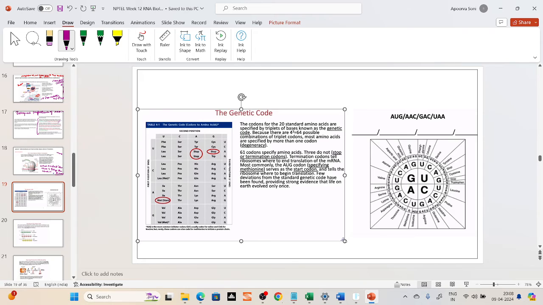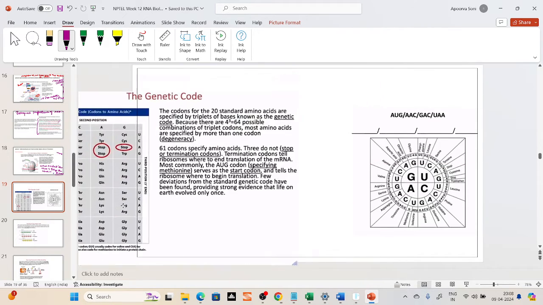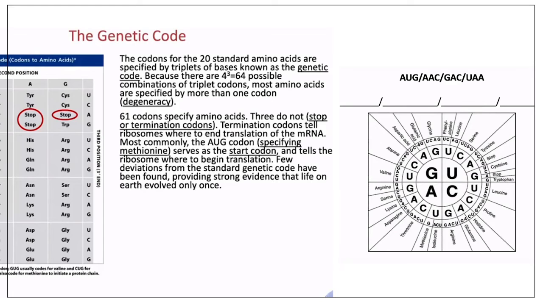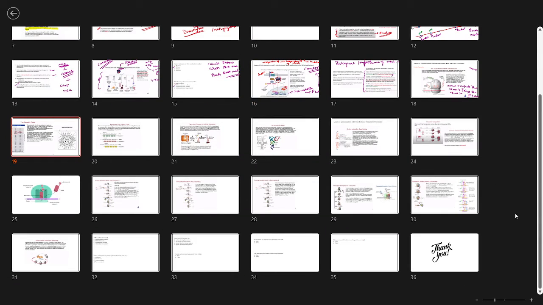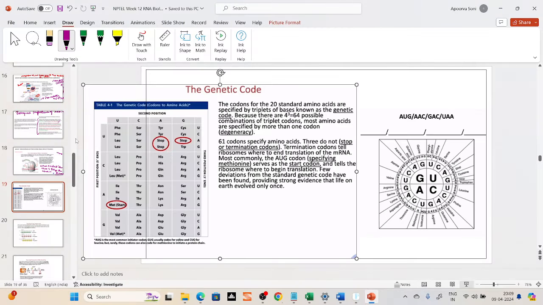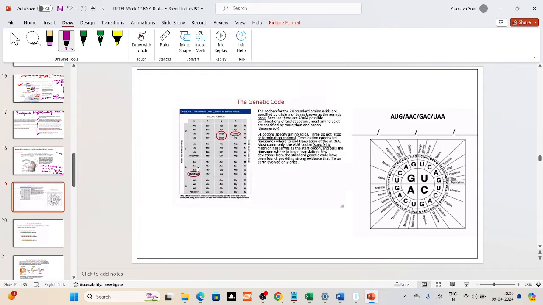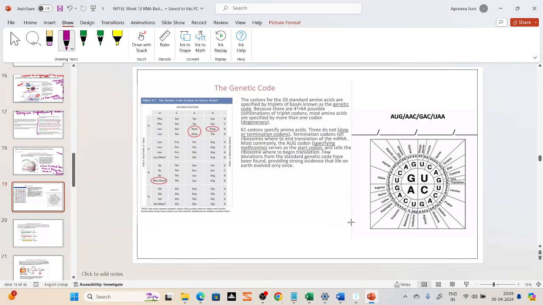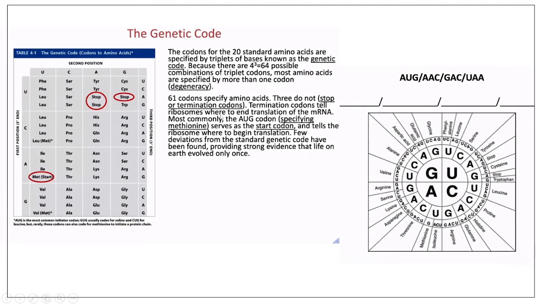You can see over here. See, this is the genetic code. Okay, I'll just do it like this. It will be better. So you can see this is the genetic code. We have 61 codons that specify the amino acids. This we have already studied.